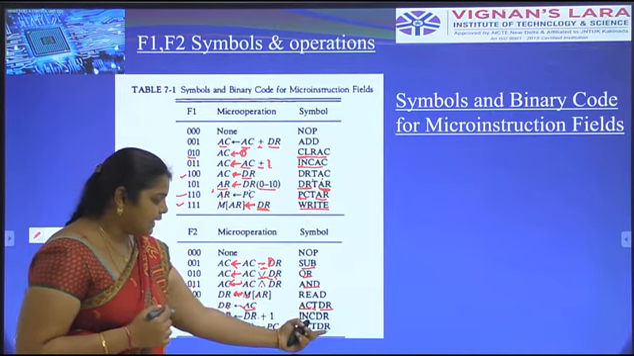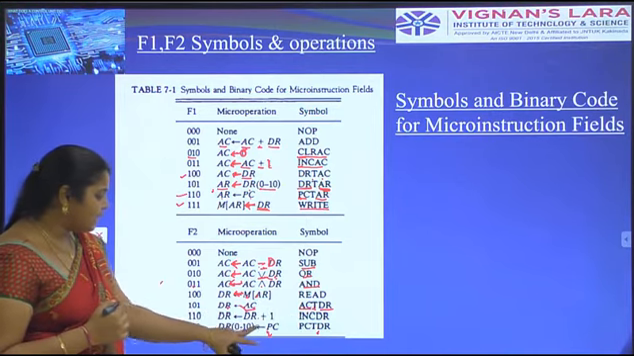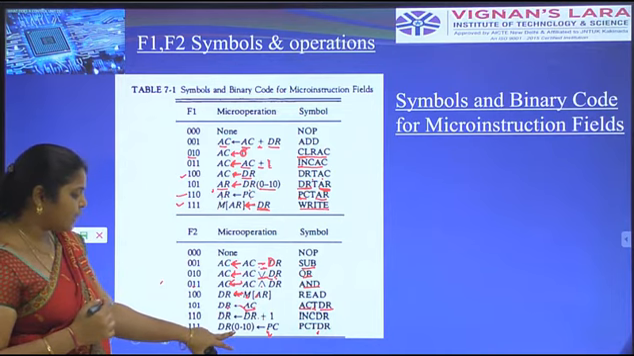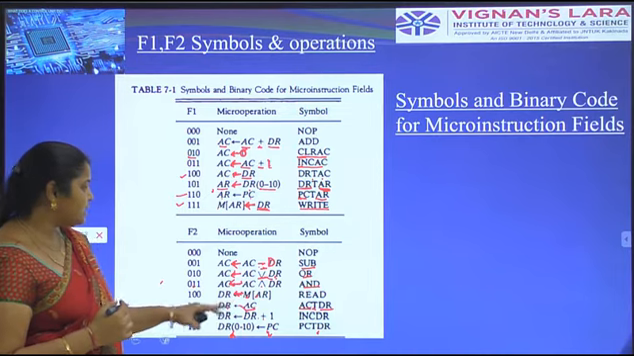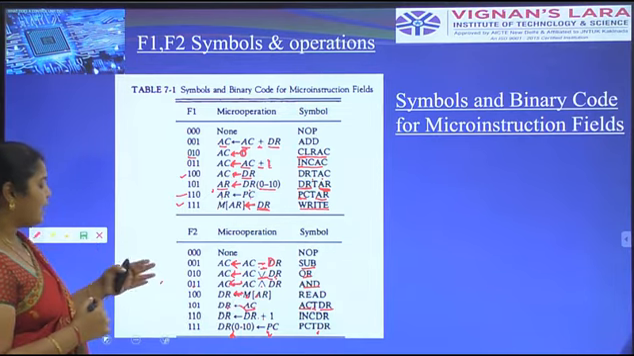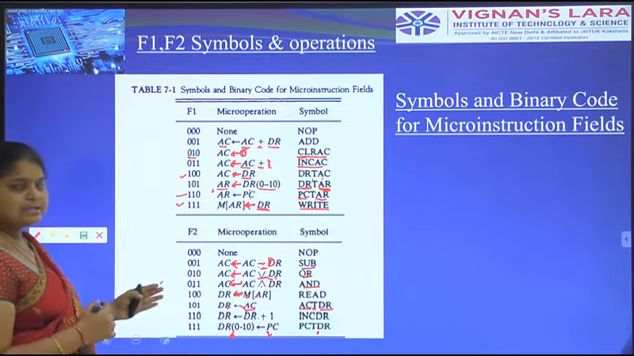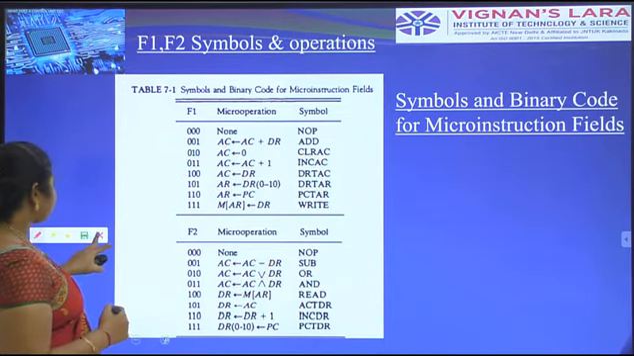Here PCT DR means the program counter information is transferred to the data register. DR means data register, it consists of bits 0 to 10. This is known as an F2 operation. This is the F1 field and this is the F2 field.